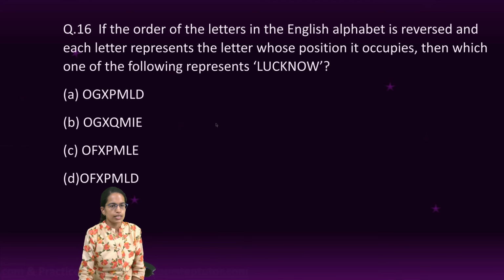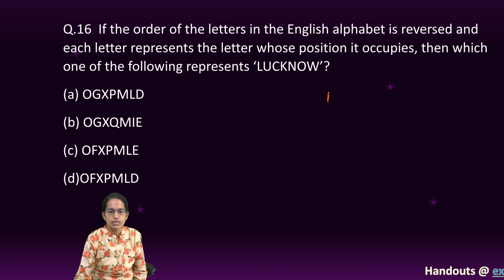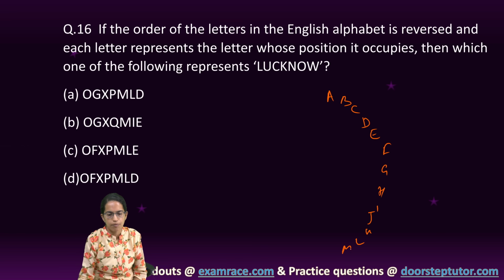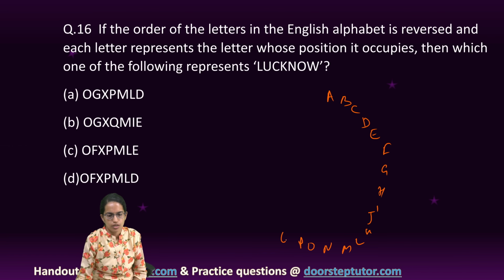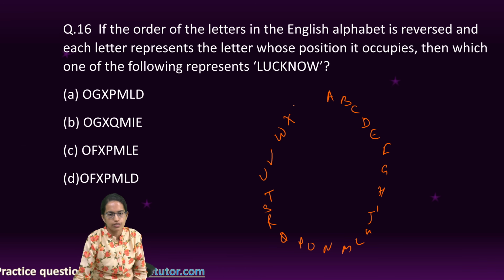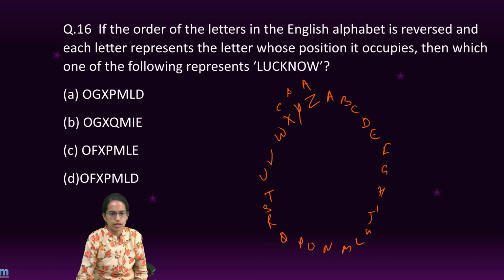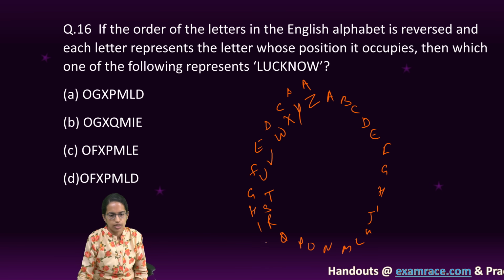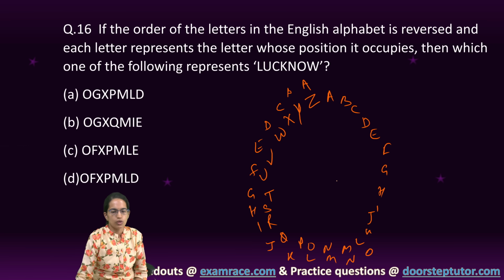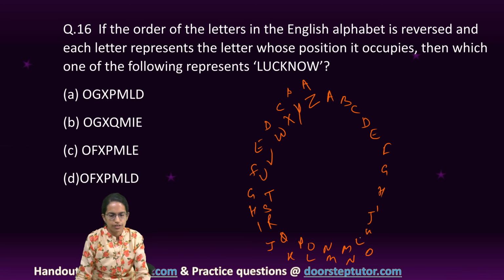Clear? The next question, okay, very simple question. I write A, B, C, D, E, F, G, H, I, J, K, L, M, N, O, P, Q, R, S, T, U, V, W, X, Y and Z. Now I write the letters opposite. So A, B, C, D, E, F, G, H, I, J, K, L, M, N, O. Okay, so I just write here till here and you will have the answer.